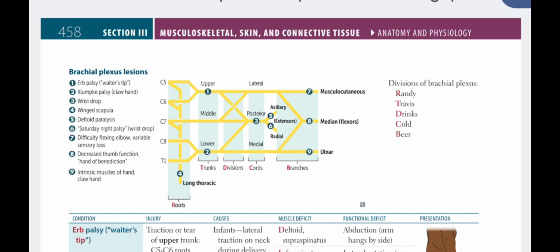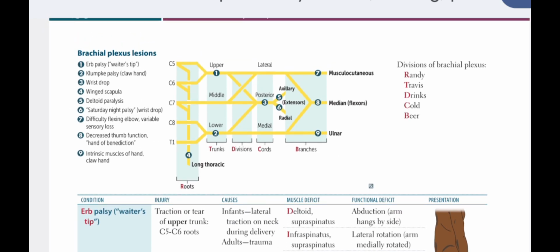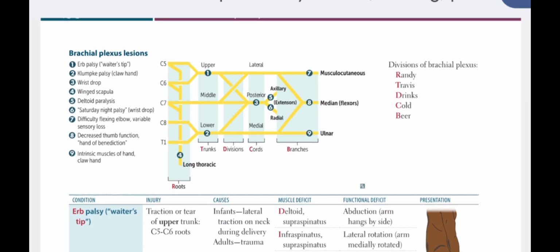Today we are going to continue our session of the musculoskeletal system, in which we are going to study the brachial plexus lesions. To understand brachial plexus lesions, first of all we need to understand what the brachial plexus is. A brachial plexus is a combination of different nerves originating from the spinal cord that join together and form a combination of nerves to supply different branches to different parts of the body. The brachial plexus is basically a plexus that supplies most of the upper limb in the human body.